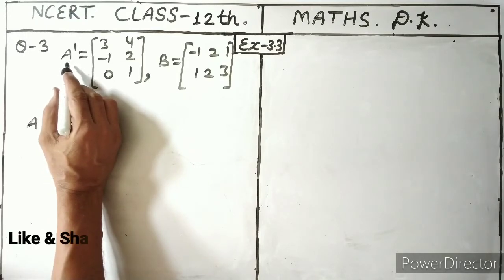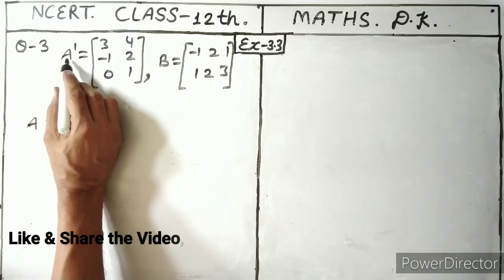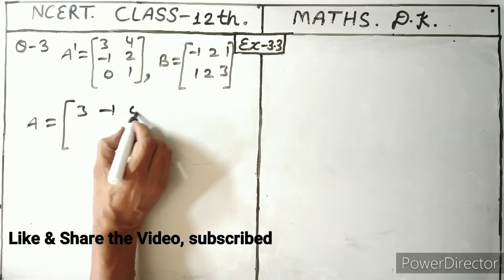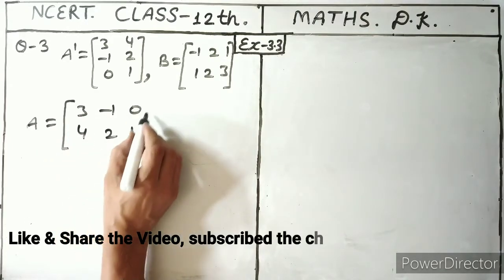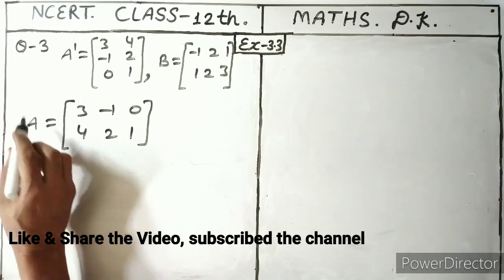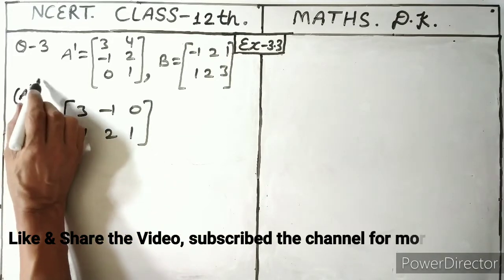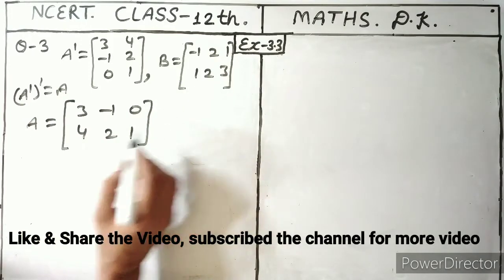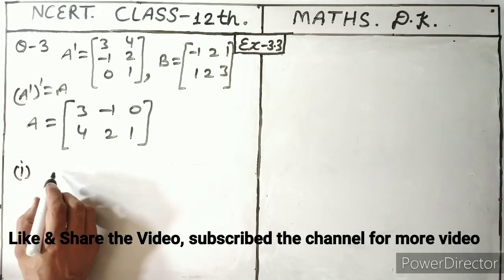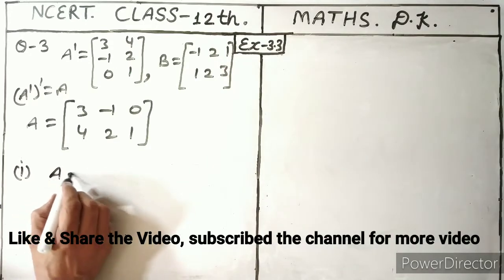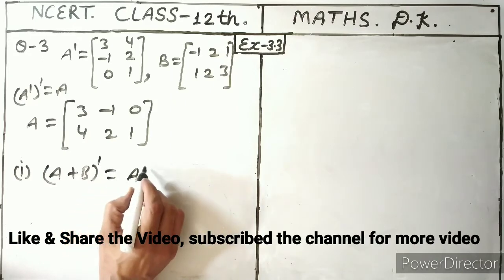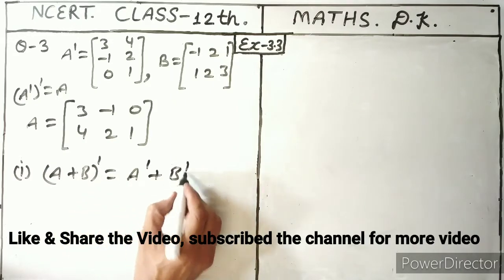A transpose. It means the transpose of A transpose is [3 -1 0; 4 2 1]. This is A. It means A transpose and its transpose is A, and B is here. Then in the first part, we verify that (A plus B) transpose equals A transpose plus B transpose.